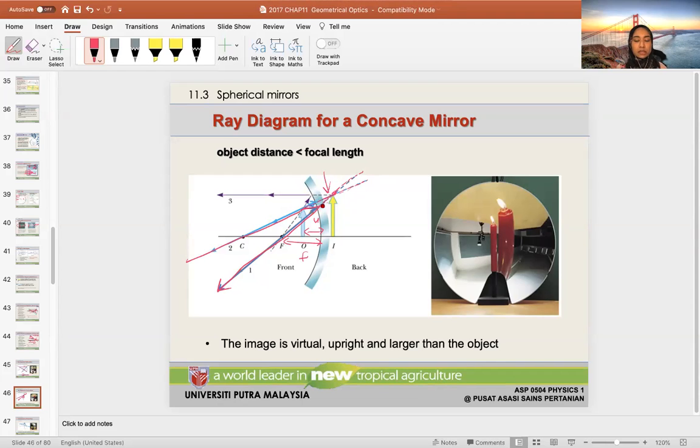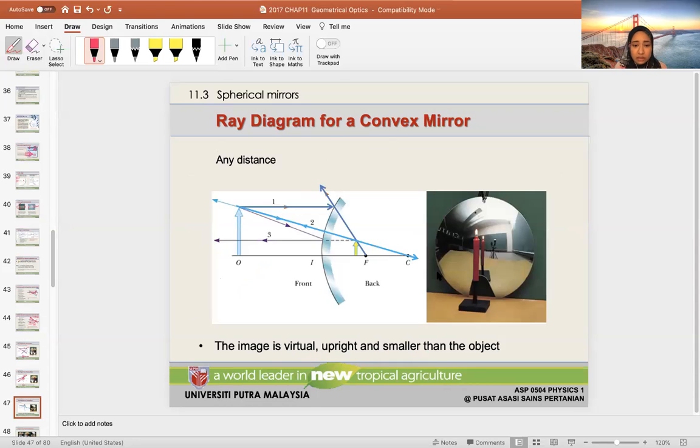So here my image is virtual because it is at the back of the mirror. Virtual at the back of the mirror. It is somewhere that I can't reach because it's at the back, right? And then it is upright and larger than the object. So if you can draw the ray diagram correctly, you will find this out as well.